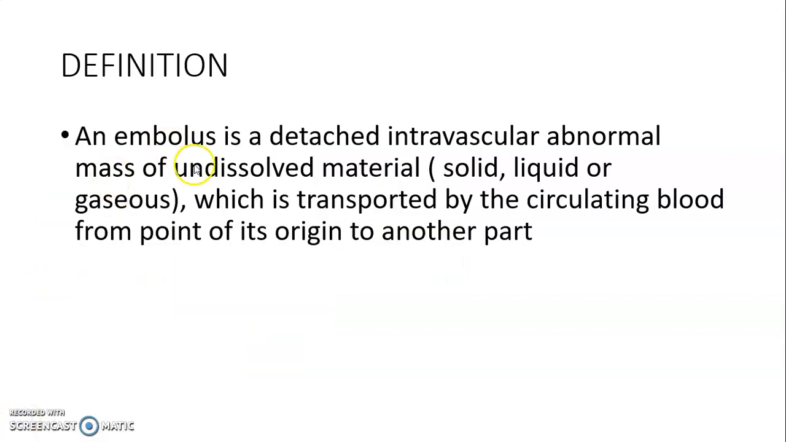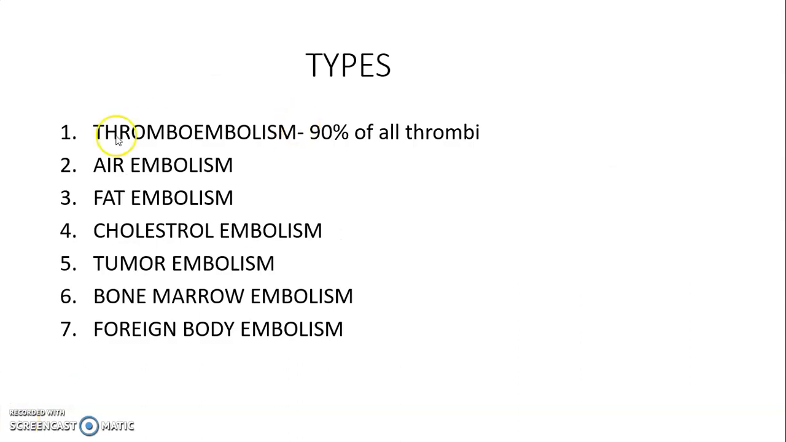An embolus is a detached intravascular abnormal mass of undissolved material, either solid, liquid or gaseous, which is transported by the circulating blood from the point of its origin to another part. Types include thromboembolism, which accounts for 90% of all thrombi, then air embolism, fat embolism, cholesterol embolism, tumor embolism, bone marrow embolism, and foreign body embolism.